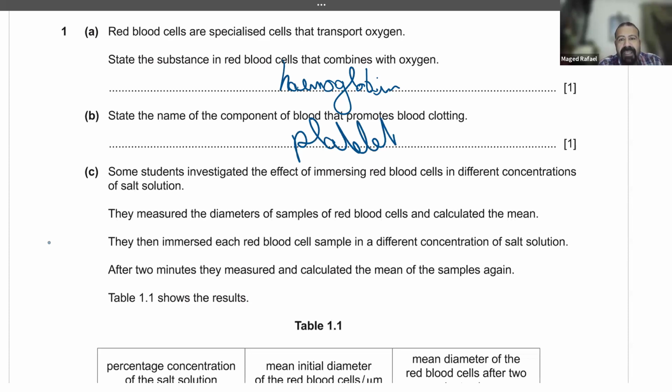Nice to know this information, Masauda, but there is no need to write it. I want you to write hemoglobin as the substance combined with oxygen. Masauda said it will form oxyhemoglobin, but there is no need to write this information here. The second one, platelets. And you know the mechanism of converting all of the soluble fibrinogen into insoluble fibrin. And this forms the mesh needed in order to form the blood clot.